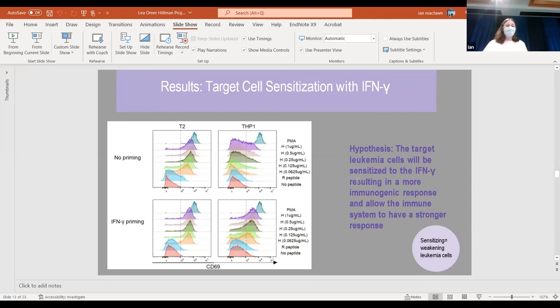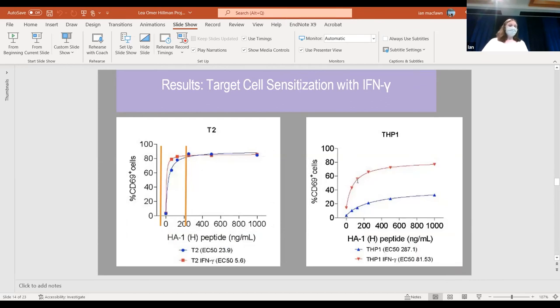But if you look at THP1 without interferon gamma at the top, it's declining. The CD69 levels are just dropping, and that's without any stimulation. It's just not effectively working. But with interferon gamma, you'll see that it is improving. In fact, at a higher concentration, it's doing a lot better, and the CD69 is increasing. So our hypothesis was true, that the cells will be sensitized to interferon gamma, and there will be a higher reaction. And that reaction is measured through the T cell receptor's expression of CD69. Since that CD69 is increasing, we know that the strength of that reaction is increasing.